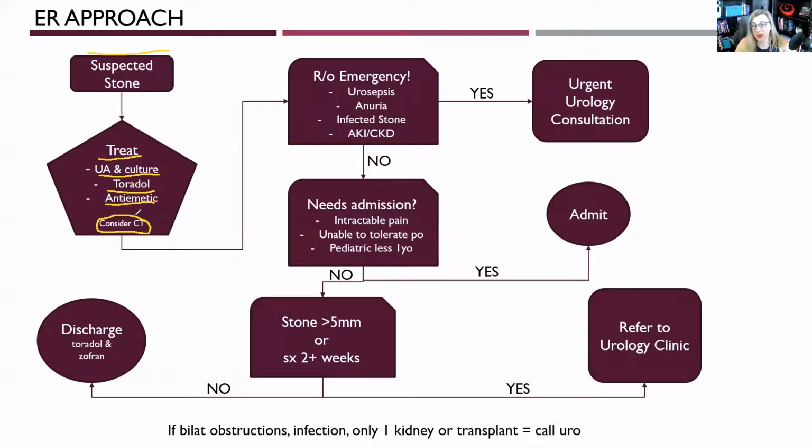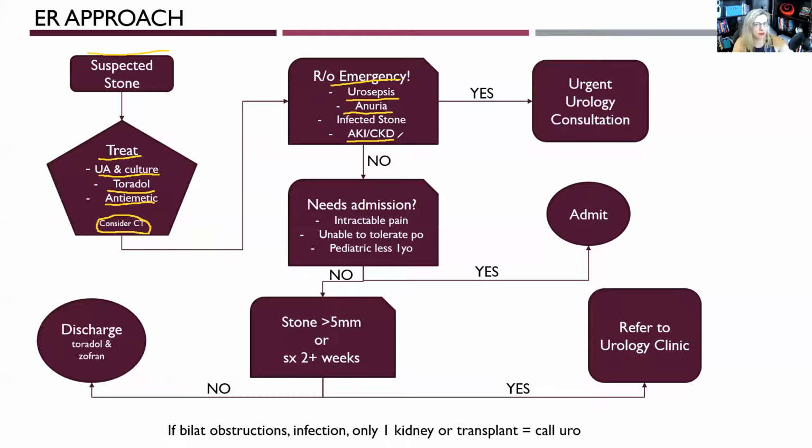Like if you're suspicious that it's not just a stone, but maybe an infected stone, maybe it's been going on for 2 weeks, or maybe it's been a little bit different than their previous kidney stones, and you're thinking this could be something else. So in that case, we need to rule out an emergency, right? We need to make sure that it's not an infected stone. We want to make sure that they're actually peeing and that it's not obstructing their outlet, like one kidney or something like that. And we also want to make sure that they don't have an AKI or CKD.